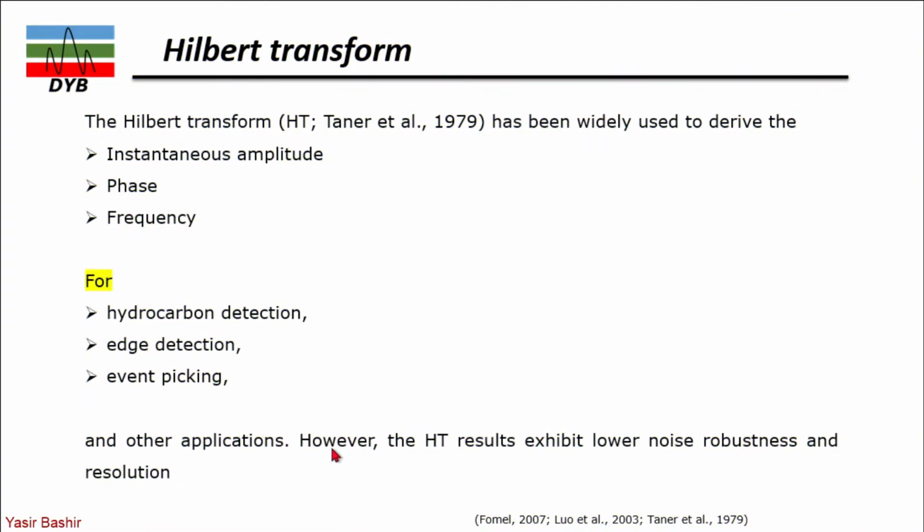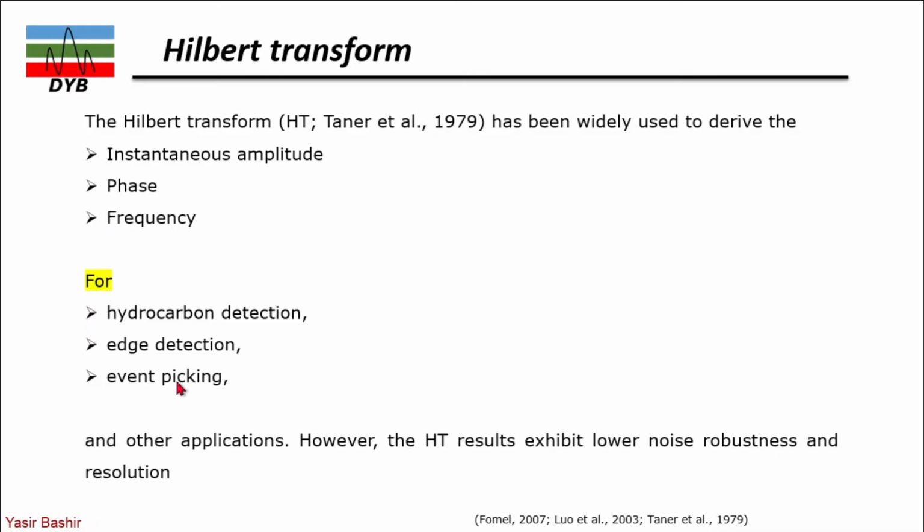So what actually is the Hilbert transform? It has been widely used to derive three properties of the seismic data. The first property is instantaneous amplitude, or you can call it amplitude only. The second property is phase, and the third one is frequency. These three properties of the data can be derived from the Hilbert transform of the time domain data. So what is the purpose of gaining these three properties?